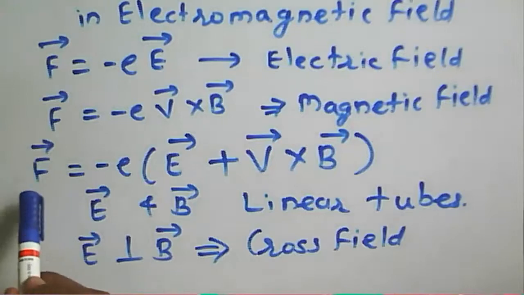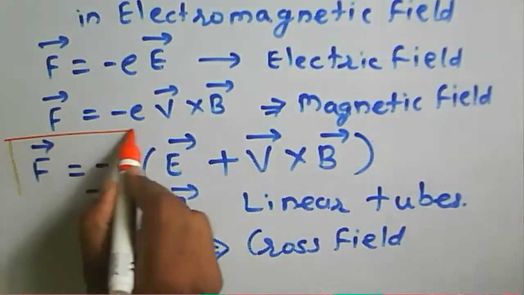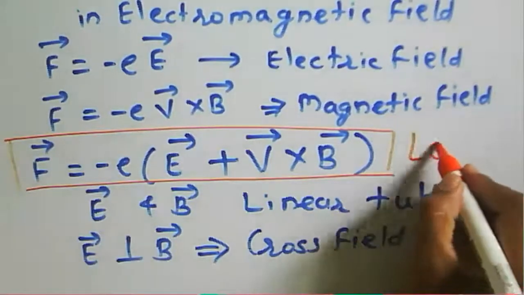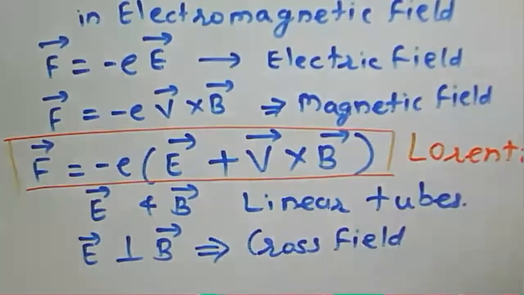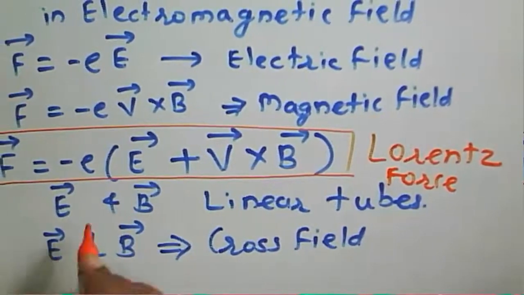Now in these equations, F is the force exerted on the electrons. This particular equation is called the Lorentz force equation, because it describes the force acting on the electron due to the presence of an electric field and a magnetic field. This is the Lorentz force equation: F is equal to minus E in brackets of E bar plus V bar cross B bar.